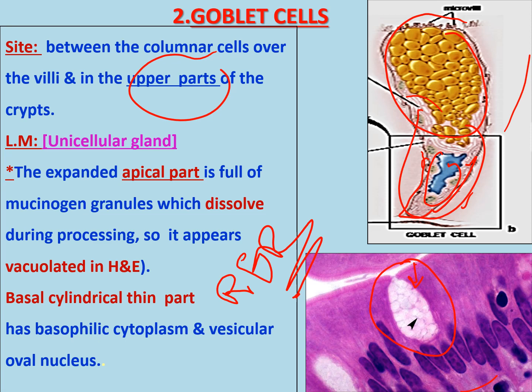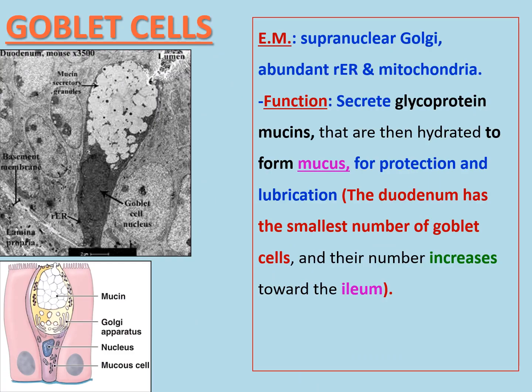So what about the electron photo of this cell? What to find in the apical part? In the apical part, you are going to find electron-lucent granules of mucinogen. Excellent. What about the basal cylindrical part? We are going to find an achromatic nucleus, abundant RER with Golgi complex, and mitochondria.